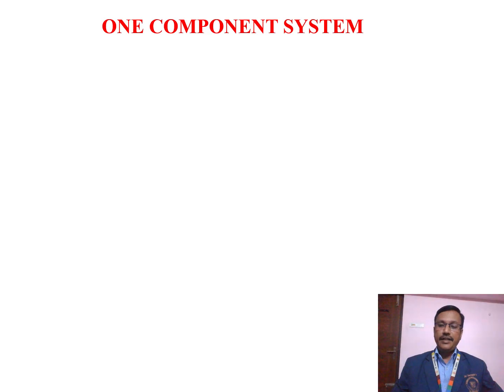Now we are entering into our concept of one component system. We have seen a lot of examples for one component system. Water system, sulfur system. These are the examples of one component system. Now we are going to take water system as an example.